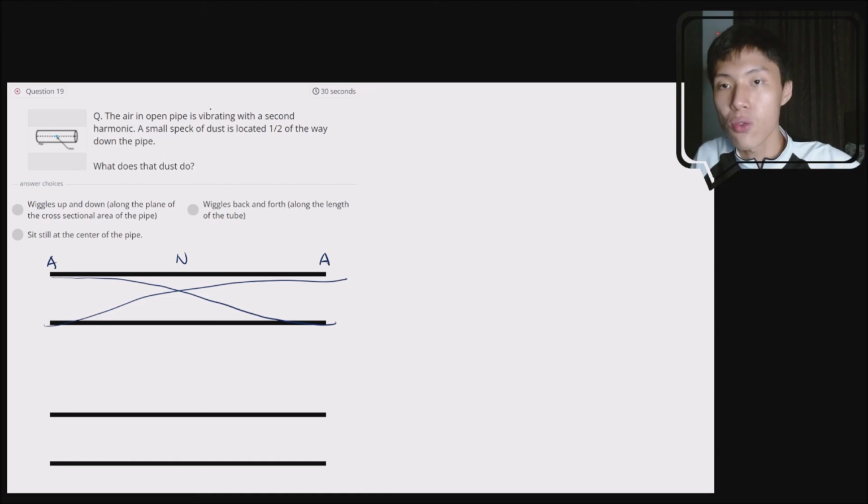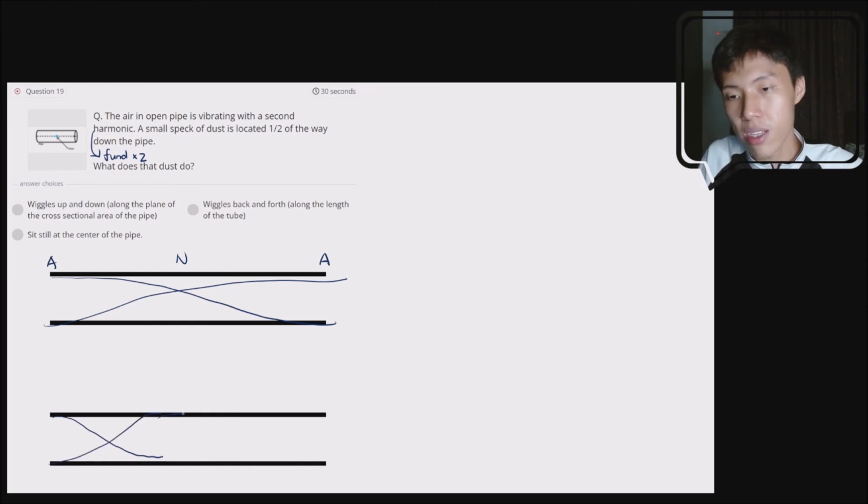Okay, so second harmonic. You know that the fundamental pattern needs to be done 2 times. So you should see 2 times the fundamental pattern in your pipe. Okay, so this is n equals 2. This is n equals 1.